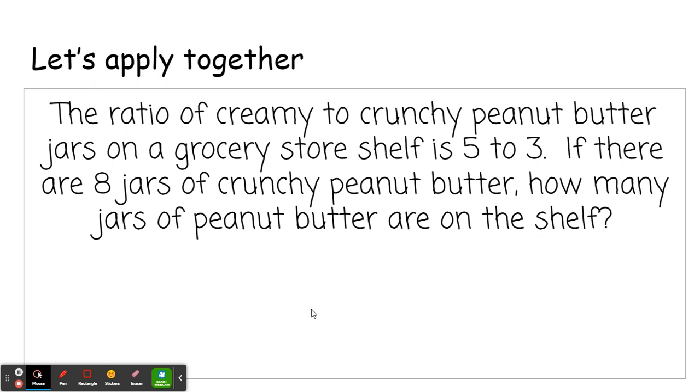So let's go ahead and apply together. The ratio of creamy to crunchy peanut butter jars on a grocery store shelf is 5 to 3. There are 8 jars of crunchy peanut butter. How many jars of peanut butter are on the shelf?